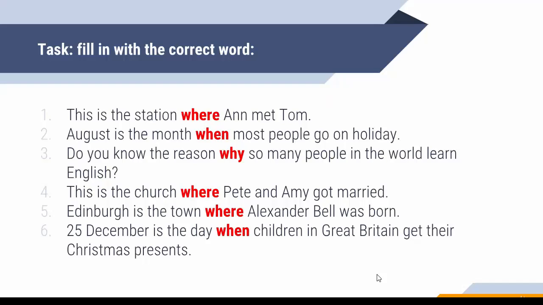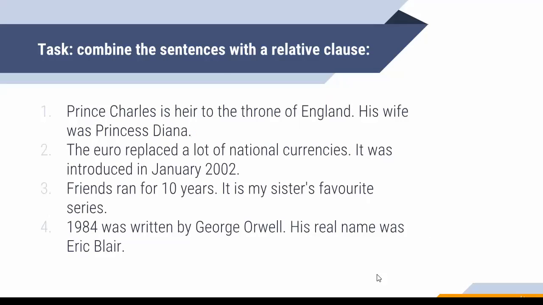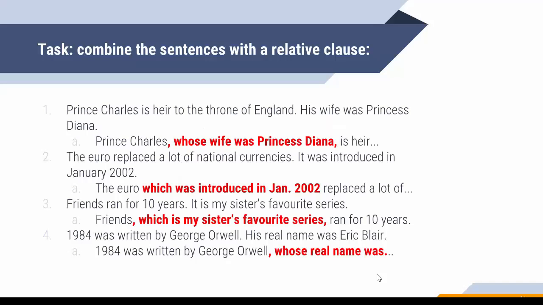And be careful about the comma. If there is a comma, never use that after this. Last exercise. You need to combine the sentences with a relative clause. So here you need to be careful if the information is important or not. Prince Charles is heir to the throne of England. His wife was Princess Diana.